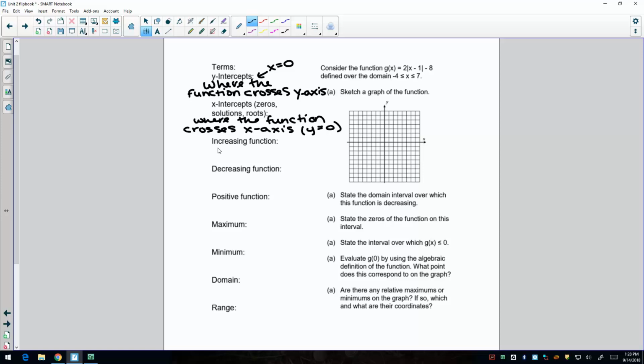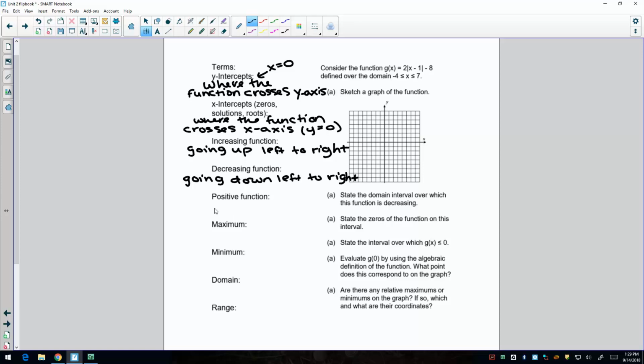Okay, so to tell if a function is increasing or decreasing, we always read left to right, okay? And if it's increasing, it will be going up, left to right. And if it's decreasing, it will be going down, left to right.